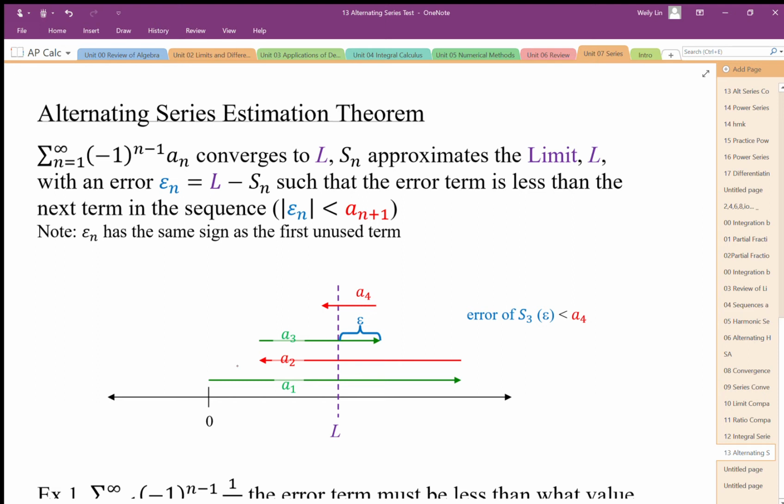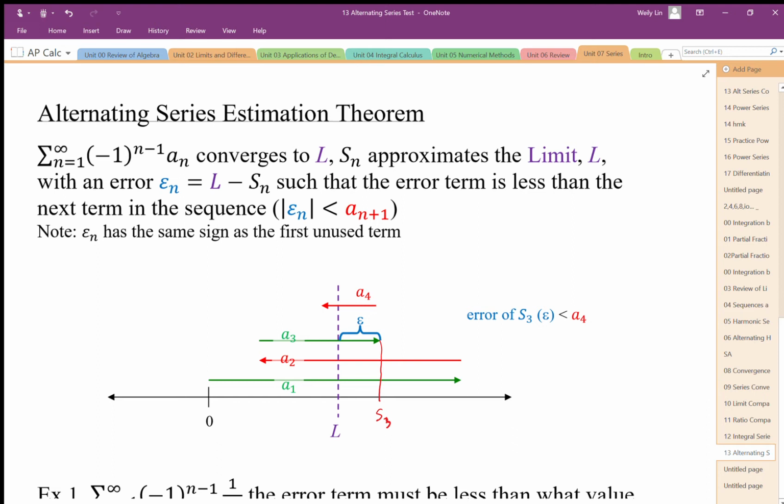So if I take a look at this sum, there's my first term, second term, that's my S2. This here then represents my S3 right there. So how far off is S3 from the actual limit? Well, we want to know. We can't actually say we're exactly some amount off the limit, because then we could actually calculate the limit. We just want to know what the maximum error is.